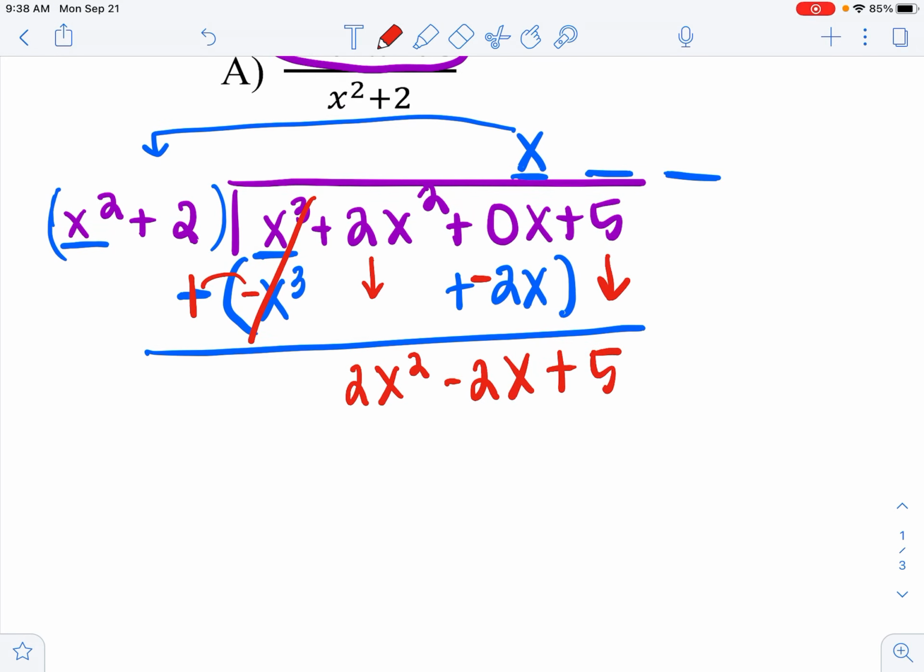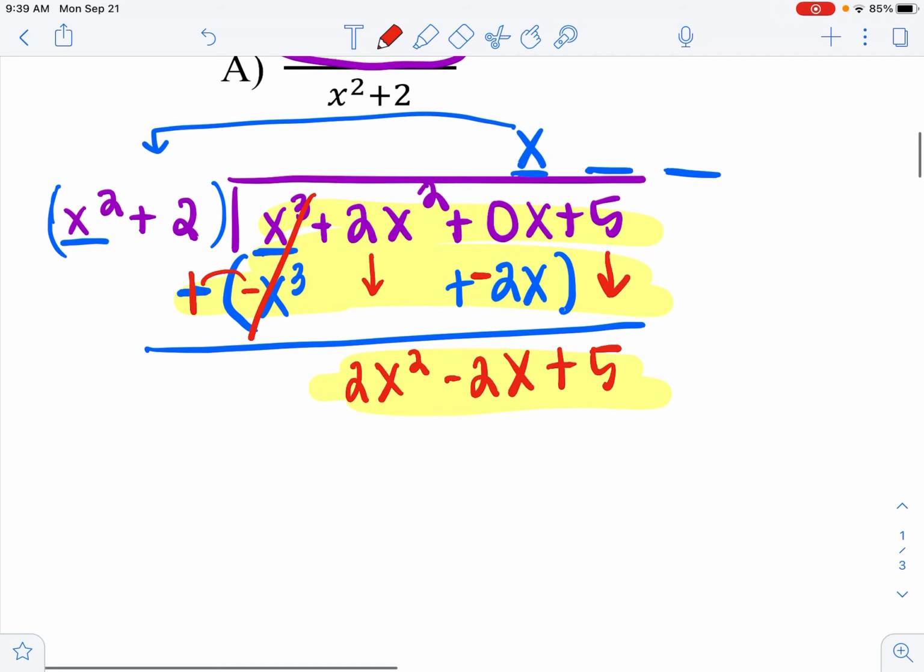All right, what you're going to do next is start over. Pretend like none of this existed, and this is now underneath your division bar, okay? So you're going to say once again, how many, or does x squared go into 2x squared? The answer is yes, but I look at it as, what do I multiply x squared by to get a 2x squared? The answer is a positive 2, so I'm going to put plus 2.